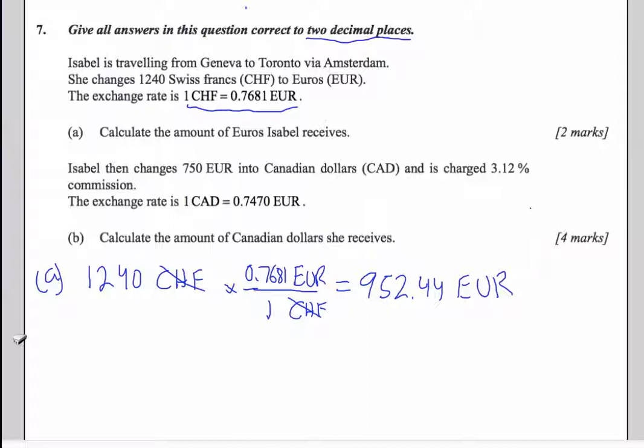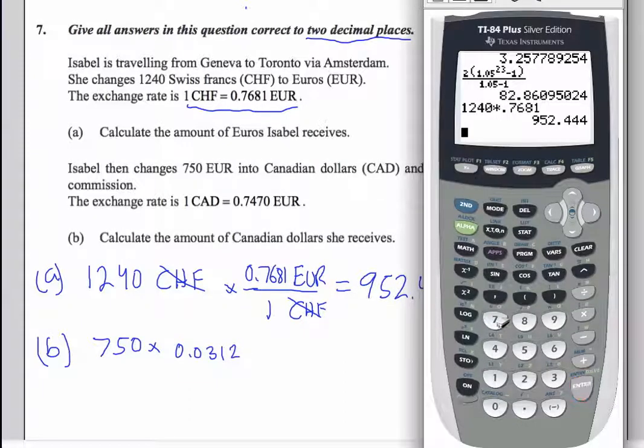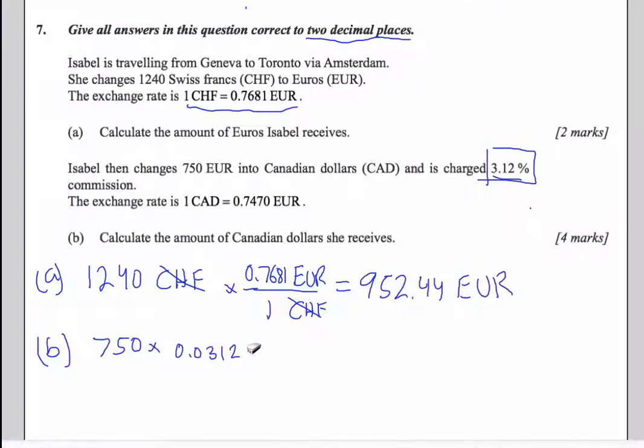Okay, next, part B. Isabel then changes 750 into Canadian dollars and is charged commission. Okay, so we need to multiply by this exchange rate, and then it also charges commission. So let's take care of maybe the commission first. So if you're charged this amount of commission, then that's going to be subtracted from your total, right? So let's find that amount first. 750 times this as a percent is 0.0312. So let's find the amount that they're charging. So 750 times 0.0312 is $23.40. So they're charging $23.40 for the transaction.